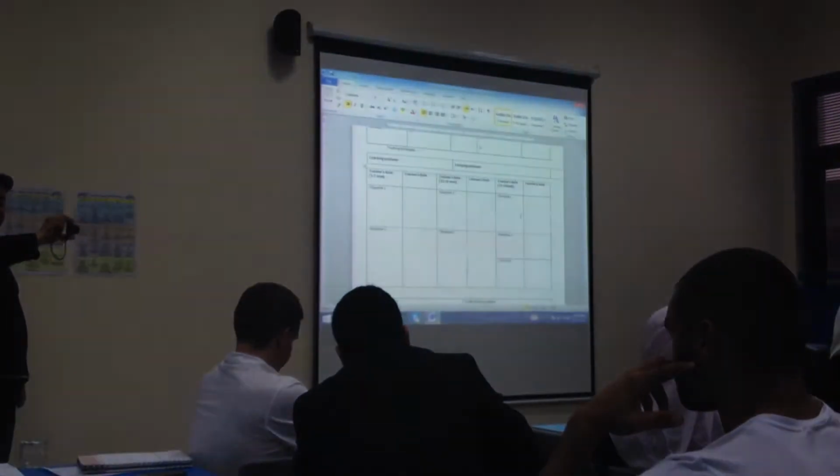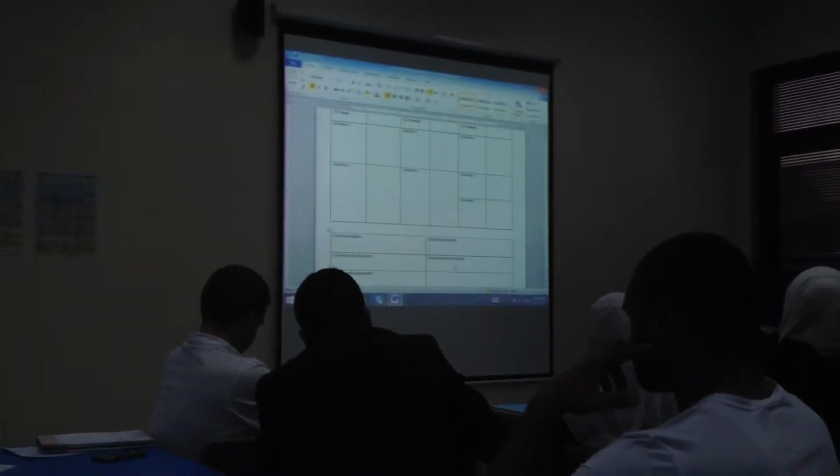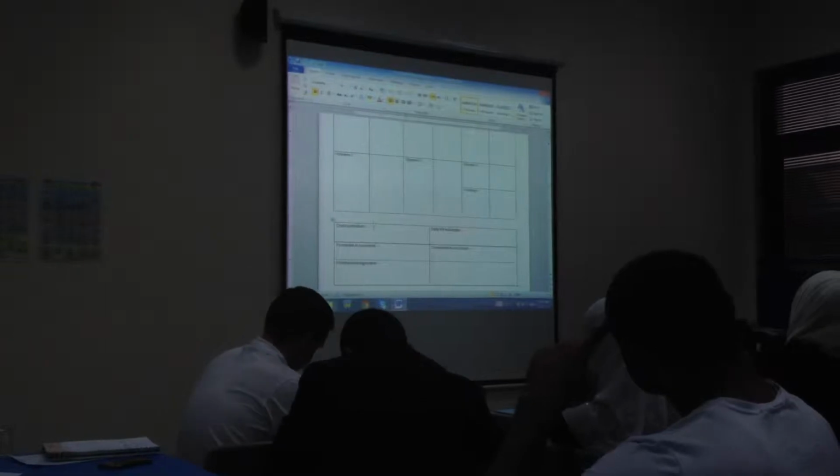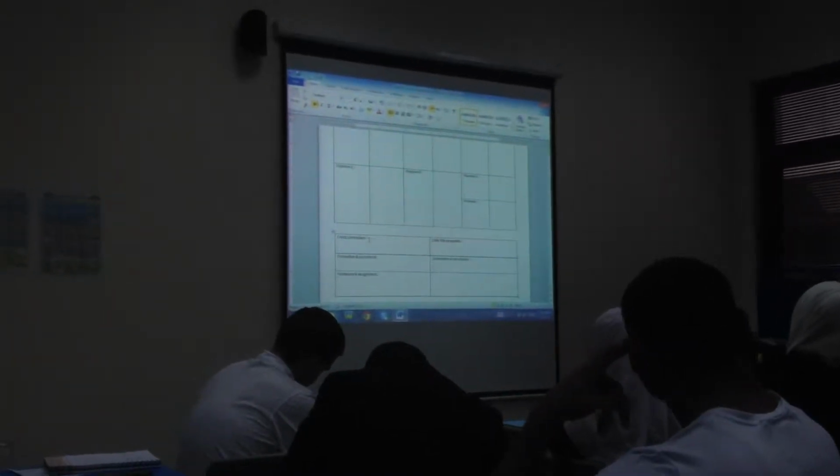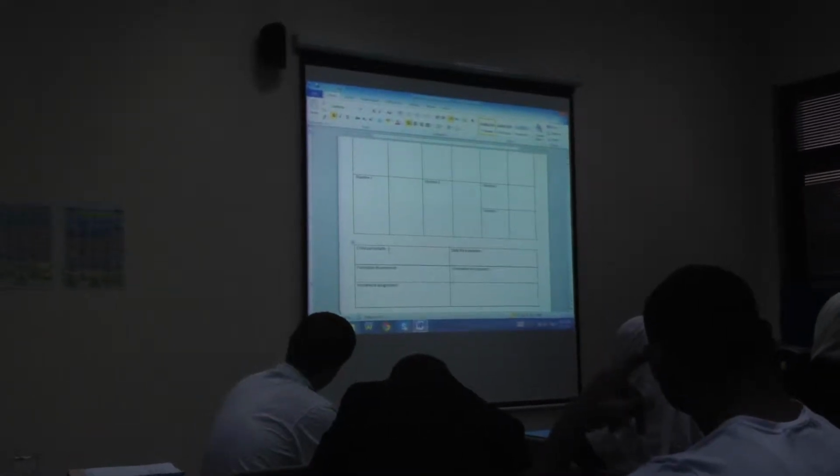For development, this column is for group activity and summary. Now let's come to the cross-curriculum. Here you need to mention only the subject name. For example, you are teaching science and you are doing some numericals over there.